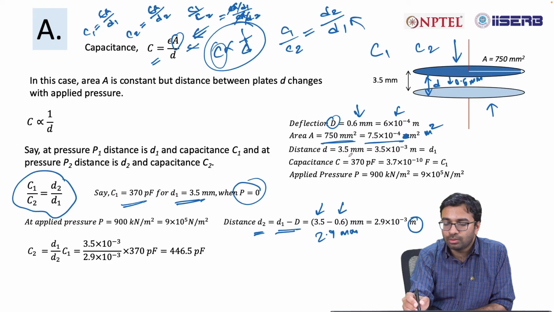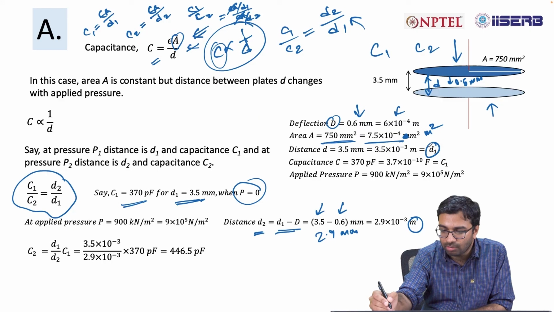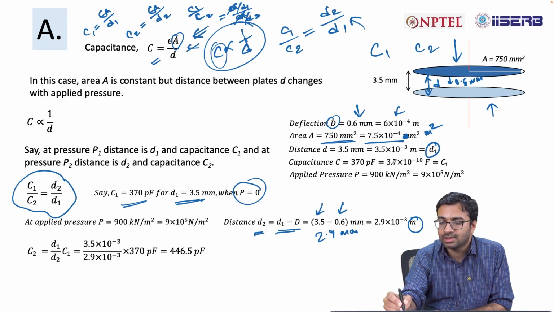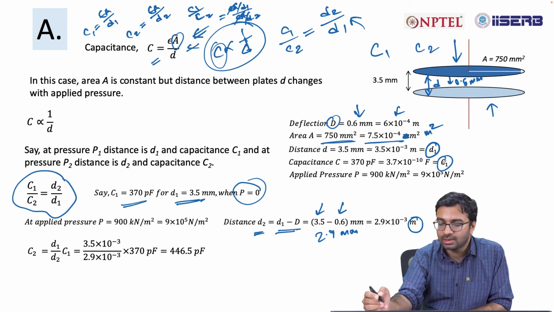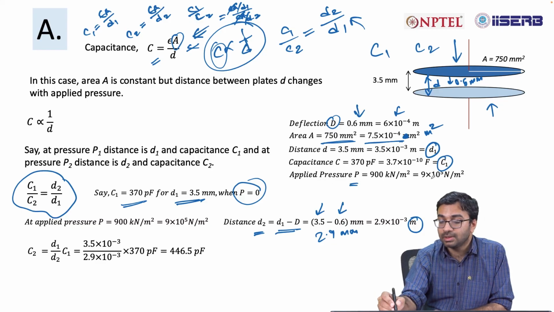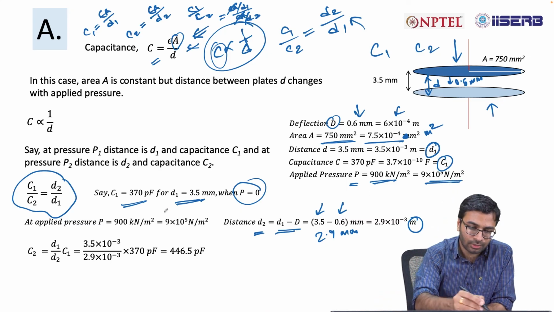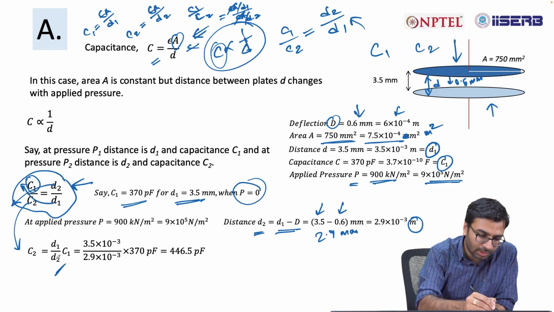Your D is equal to 3.5 mm, that is 3.5 into 10 to the power minus 3 meter, which is D1 in this case. Your capacitance C is 370 picofarad, that is 3.7 into 10 to the power minus 10 farad, which is C1 in this case, and applied pressure P is 900 kilonewton per meter square, that is 9 into 10 to the power 5 Newton per meter square. Now, put these values in here. So, your C2 is equal to C1 into D1 by D2. So, it is D1 by D2 into C1.